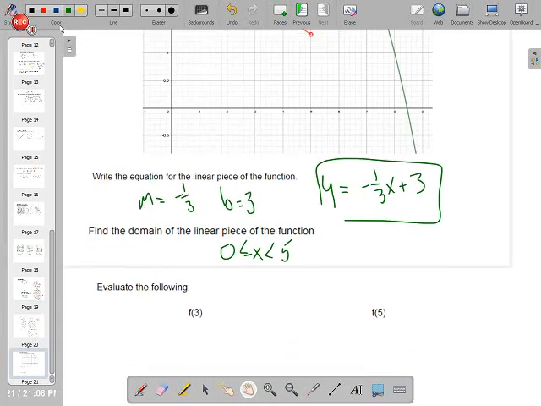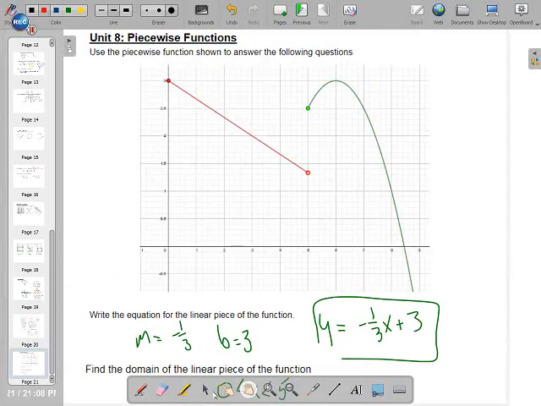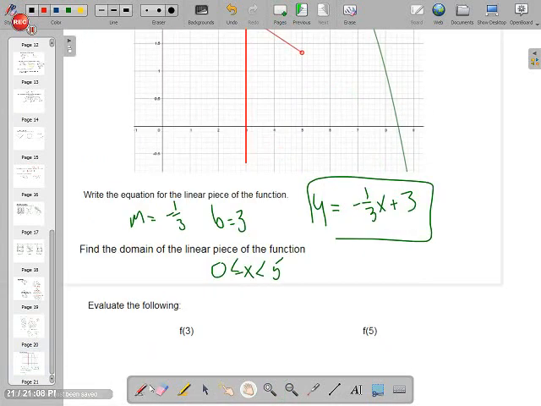F of 3. If I come over here and say, where is x equals 3? This is where x is 3. What's the y value right there? The y value there would be 2. So f of 3 is 2.